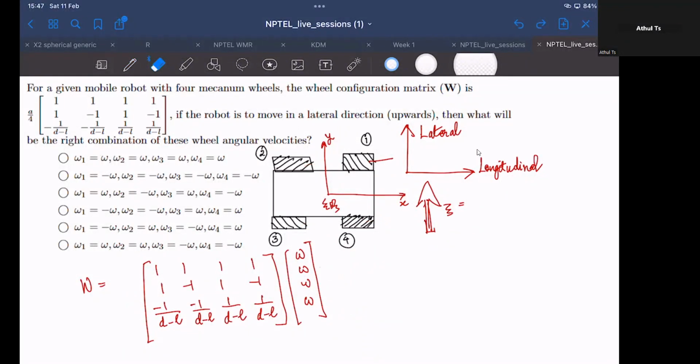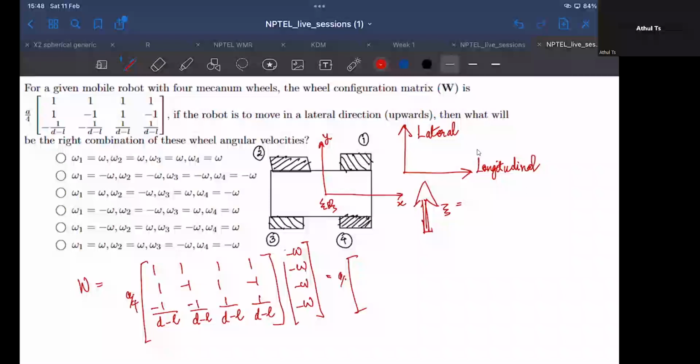Then what about the second case? The second choice gives you minus omega, minus omega, minus omega, minus omega. Again, it should be obvious that we have simply inverted the direction of the angular velocities. So again, the first component, if you consider the matrix multiplication, the first row would be some a by 4 times minus 4 omega. Again, that is not the requirement that we want. We would want the first and the third variables to be 0, and only the second variable should be non-zero.